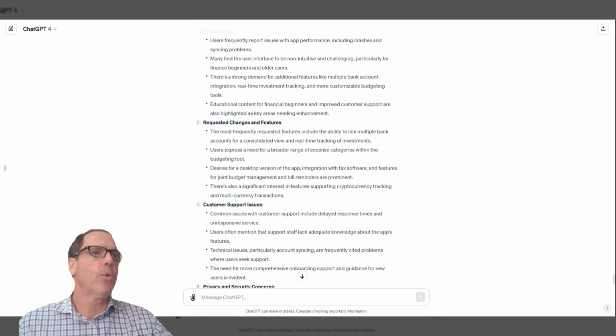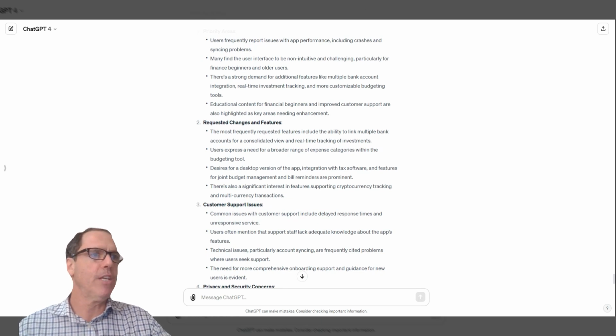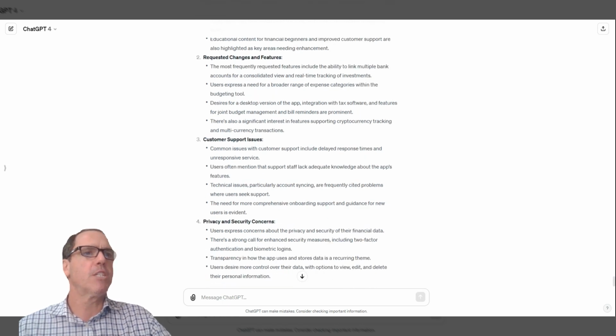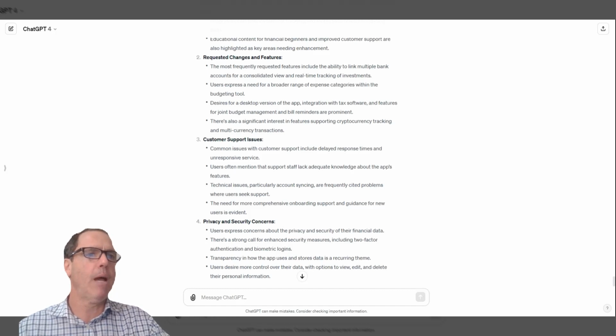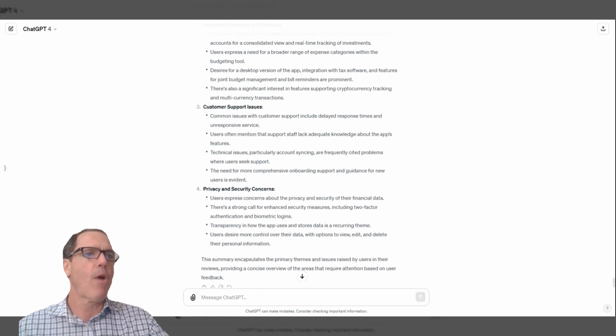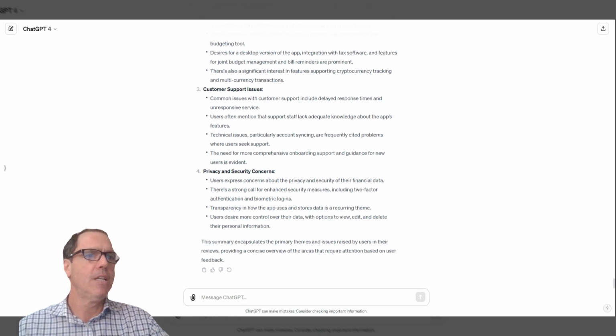So, requested changes and features. The most frequently requested features include the ability to link multiple bank accounts for a consolidated view and real-time tracking of investments. Customer support issues. Common issues with customer support include delayed response times and unresponsive service. Privacy and security concerns. Users express concerns about privacy and security of their financial data.